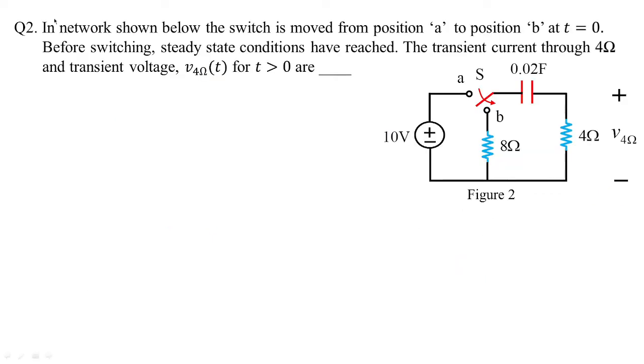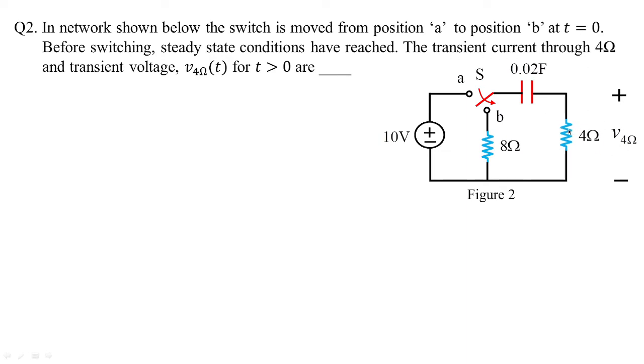Let us switch on to the next problem. In figure 2, the switch is moved from position A to position B at t equal to 0. Means what? Initially the switching position was at A and the steady state conditions have reached. That is also mentioned here. So before switching, the steady state conditions have reached. What is our interest? We need to find out the transient current through 4 ohms and the transient voltage, that is given by V4 of t for t greater than 0. So these are the unknown values we need to find out. So we need to find out the transient current as well as the transient voltage.